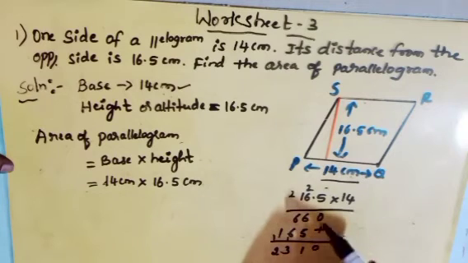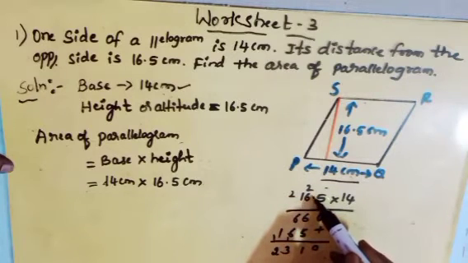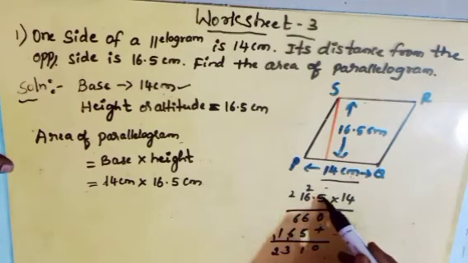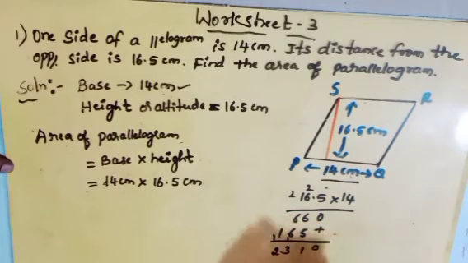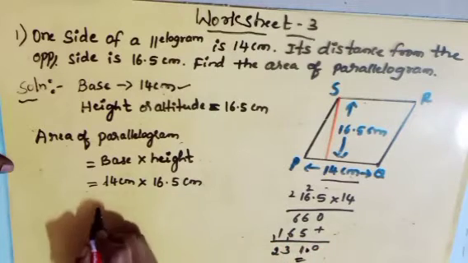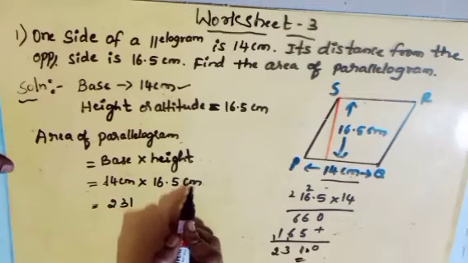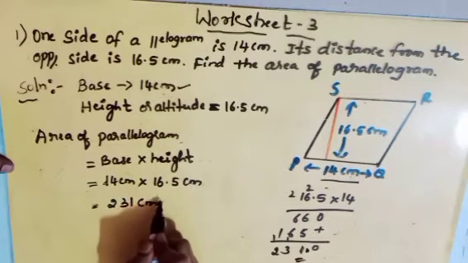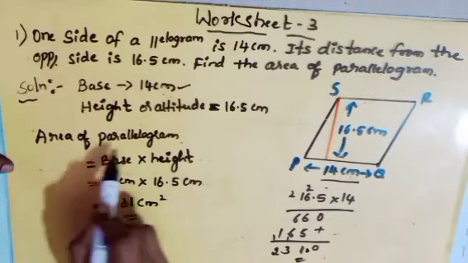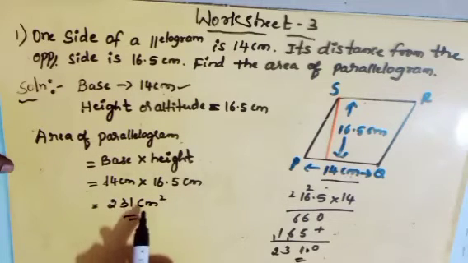Next, see here we have to place the point. After the point, how many digits are here? We have only one digit. So let us place the point here in front of the last digit, that is 231. So the answer is 231. Here centimeter into centimeter we have to multiply, so we get centimeter square. Therefore the area of the parallelogram is 231 centimeter square.